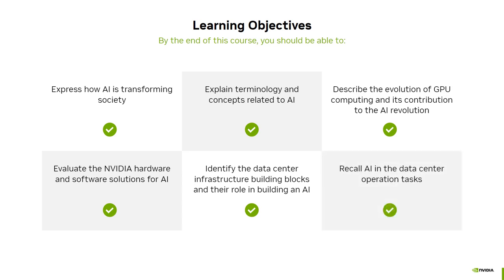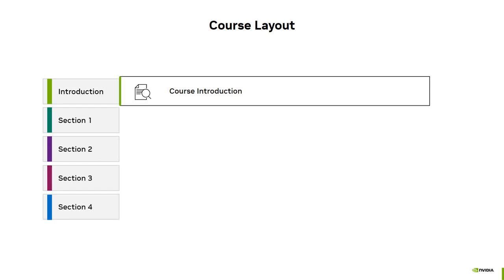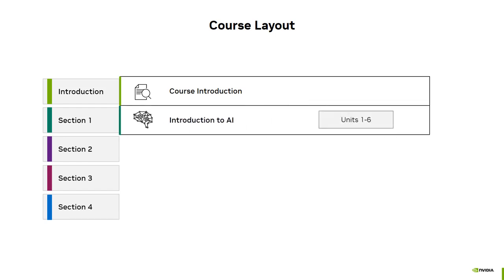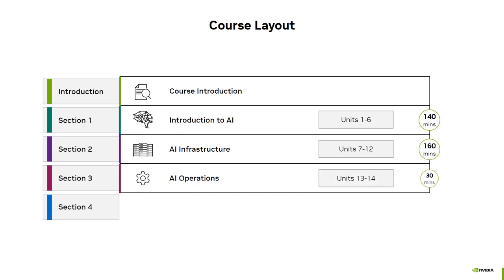Let's get started. As previously mentioned, the course is divided into four sections, where each contains several units. We start the journey with an introduction to AI where we cover AI basic concepts and principles. Then, we delve into data center and cloud infrastructure, followed by AI operations. At the end of each unit, you'll encounter a set of check your knowledge questions to reinforce your understanding. The approximate duration required to complete the course is 5.5 hours. Feel free to take breaks and resume the learning at your convenience.